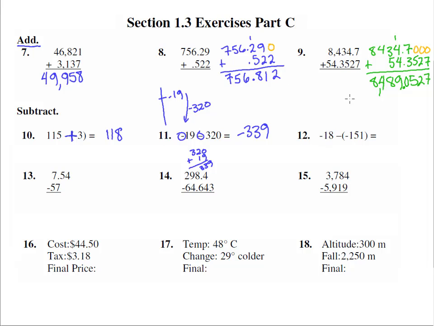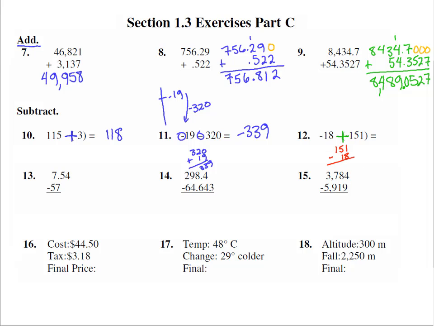And those two negatives go together to make indeed a plus. So this is negative 18 plus 151. These are now opposite signs. So yes, this indeed is a subtraction problem. We've got a positive 151 and we've got a negative 18. That's where the subtraction comes in.